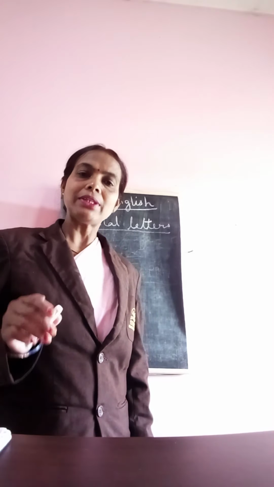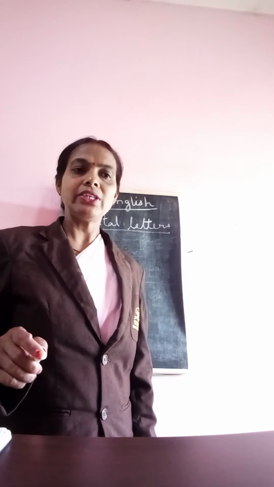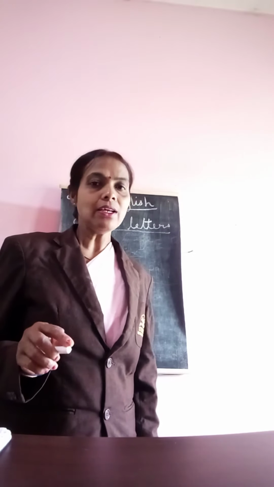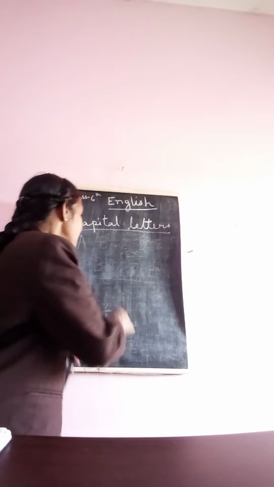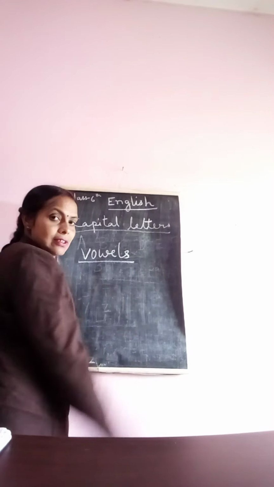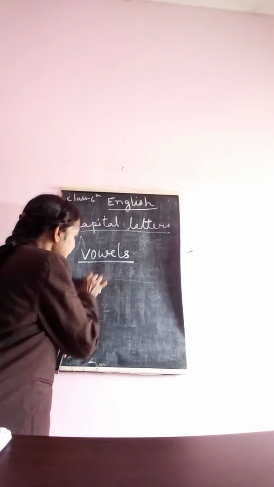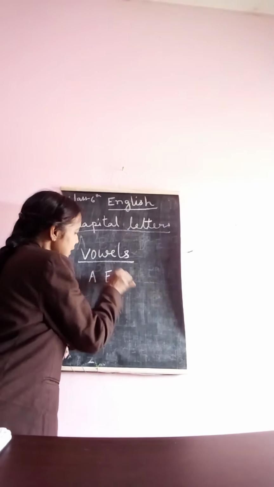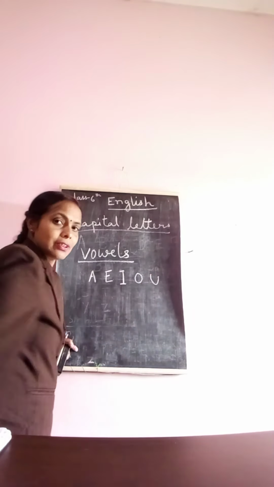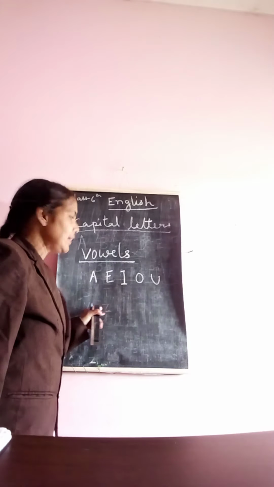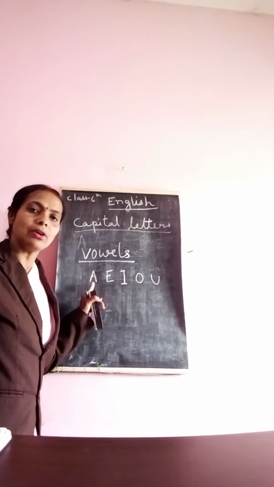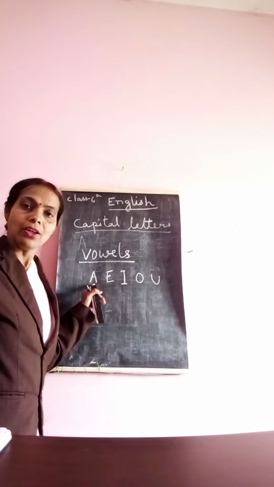The alphabets in the English language have been divided into vowels and consonants. So I will write vowels. What are vowels? A, E, I, O, U. These are vowels. And all words are made up of these vowels because we can't read any letter without a vowel.